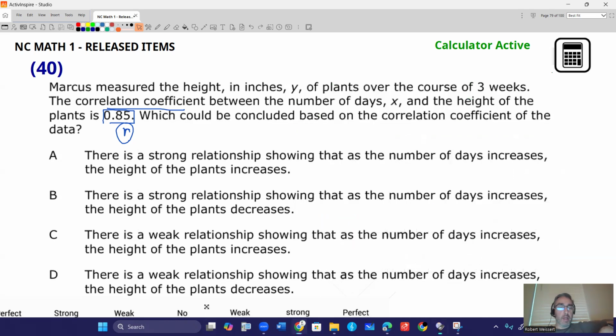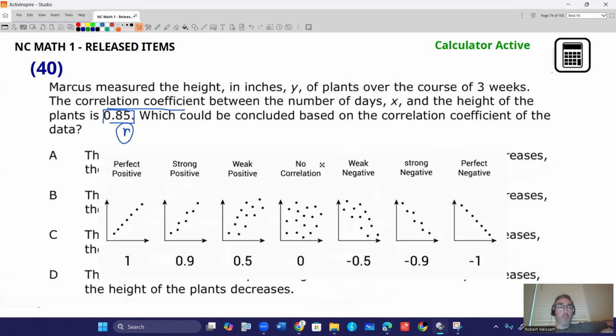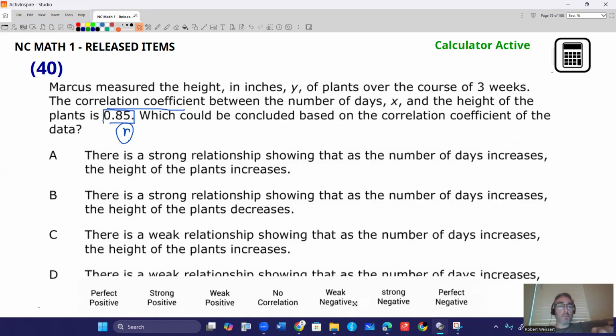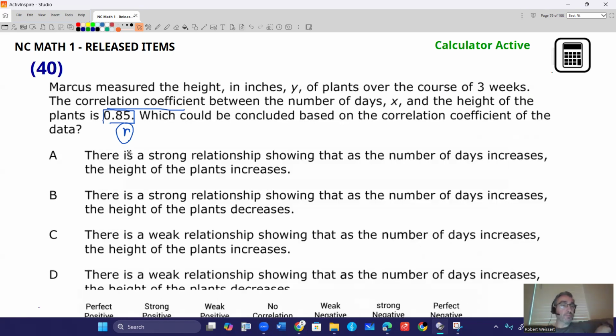So the general picture you want to think about is perfectly positive is 1. Strong positive might be like 0.8 or 0.9, whereas a weak positive might be something like 0.5, and 0 is no correlation. And you can apply the same thing with the negatives. A weak negative may be something like -0.5, a strong negative getting close to -0.9, and -1 is a perfect negative relationship. So that's really all you got to know on this question. I would say classify 0.85 as a strong relationship, and since it's positive, it would be a strong positive.